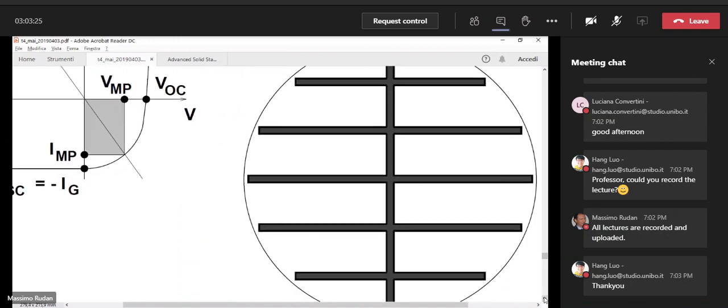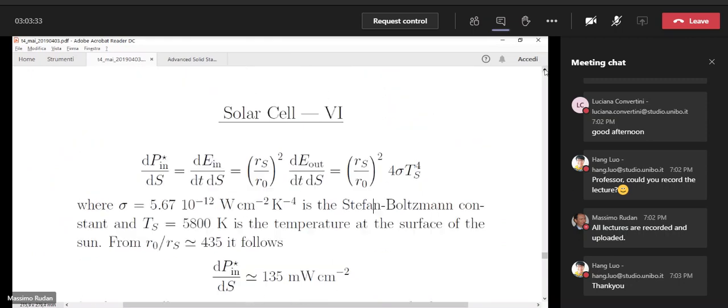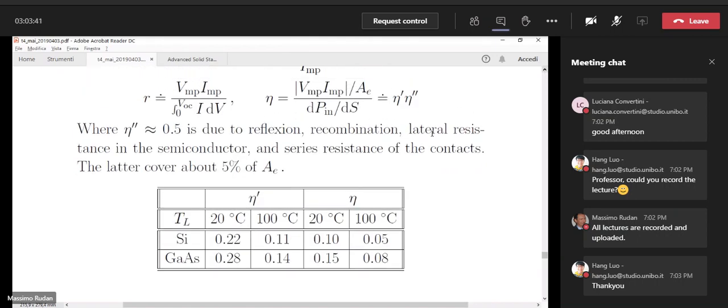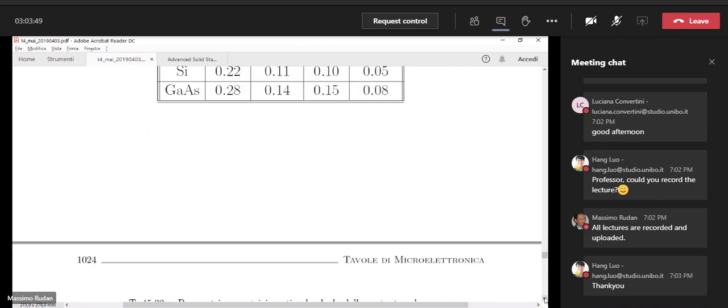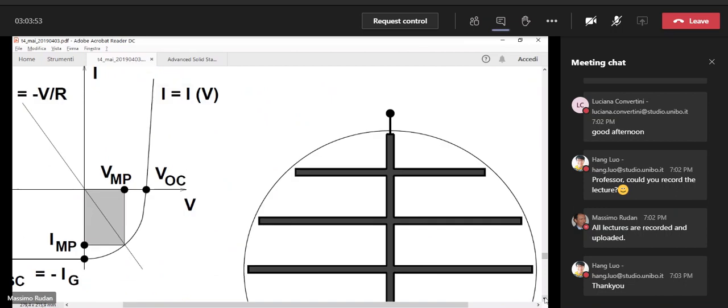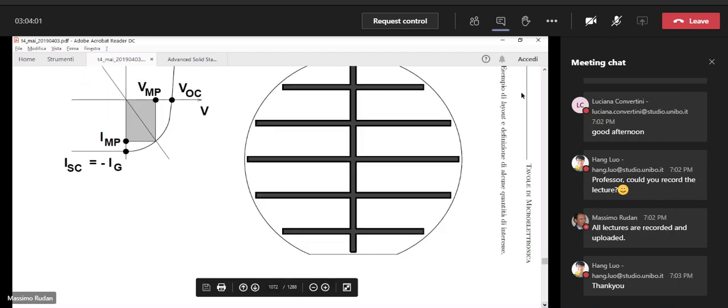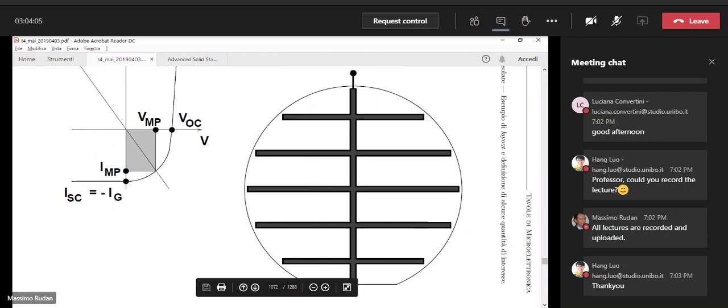Another issue is something I left behind in the discussion. Remember when we were talking about eta double prime, we were talking about lateral resistance in the semiconductor and series resistance of the contacts. So when you look at the solar cell from the top side, typically you see something like this, okay? The black lines are the upper contact. Of course, the bottom contact is a full metallization of the bottom side of the cell, okay?